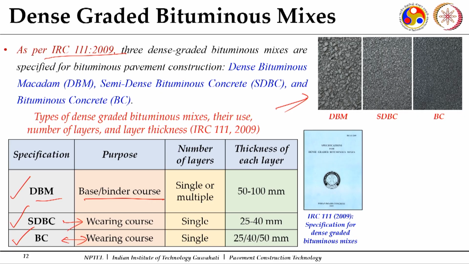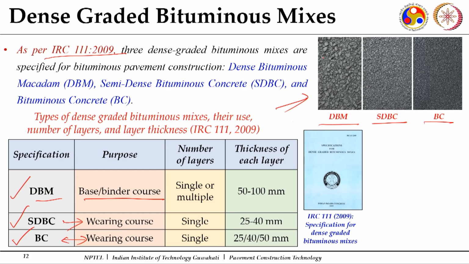You make your mixes more and more fine, so you get a smoother and more dense surface on the top. This is a normal conception. Depending upon the mix types, it may slightly vary, but if you have a larger aggregate size, DBM looks like this. If you have slightly smaller aggregate sizes, this is a semi-dense bituminous concrete, and this is a bituminous concrete. So from the top visual of these three mixes, you can get an idea.